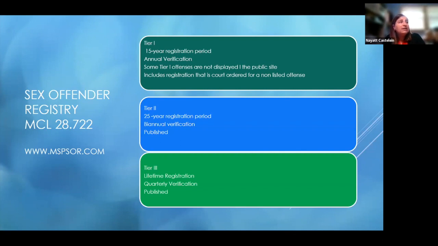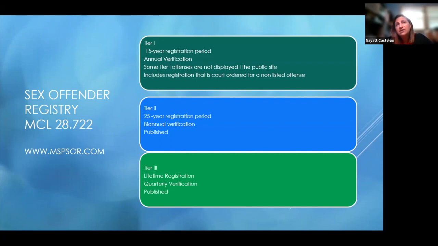So we're going to get into the sex offender registry. That is under the statute MCL 28.722. If you go into the Michigan legislature and you type in that statute, it'll give you the whole statute for the sex offender registration. Very informative if that's something that you want to look into.